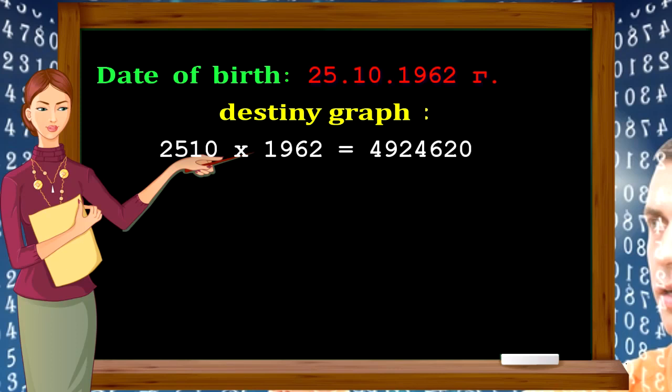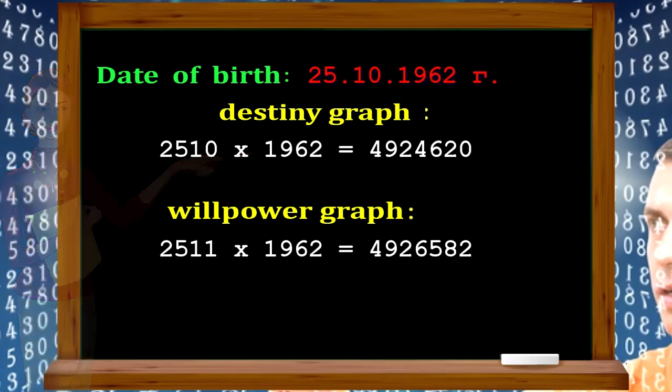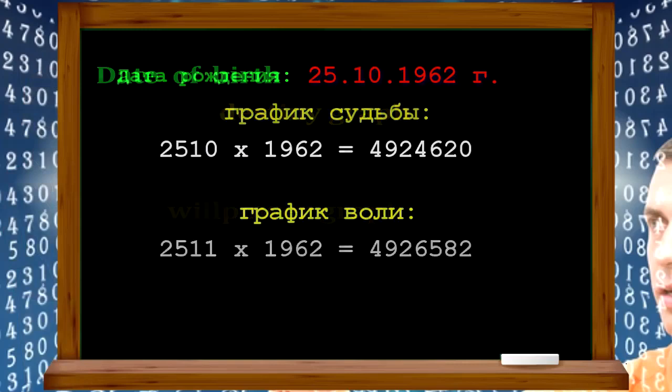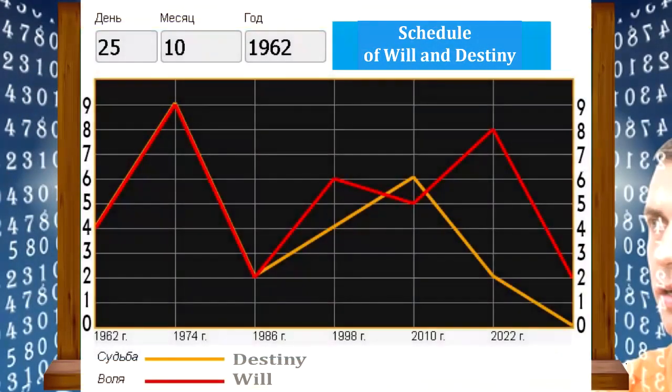The calculation of the will graph is done in the same way as the fate graph, only before that we replace zeros with ones. In this example, instead of 10, we take 11. And we get two graphs, the fate graph and the will graph. Let's look at the result. We will tell you what these graphs mean a little later.